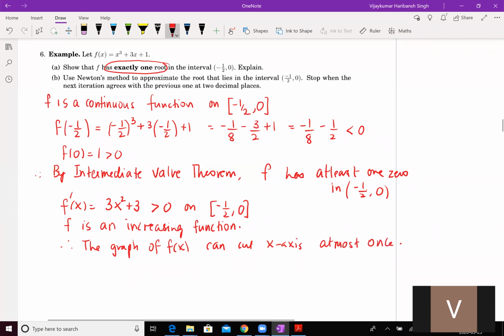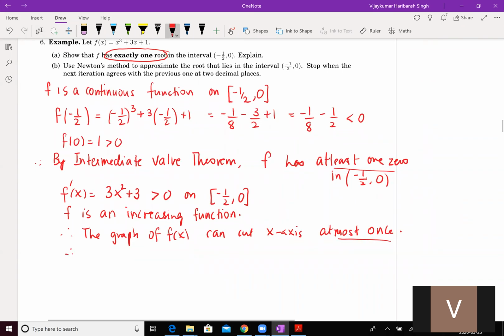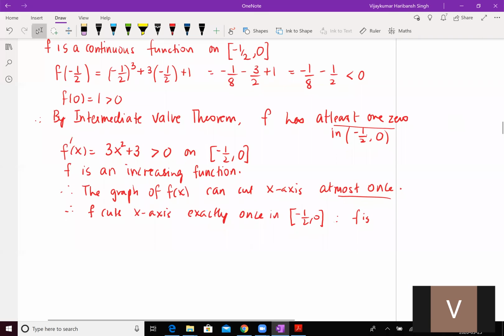So at most once and at least one makes it what? Exactly one. Therefore, f cuts the x-axis exactly once in minus half to 0. Therefore, f has exactly one root. I should basically write it with a round bracket to make it clear that the 0 is inside.